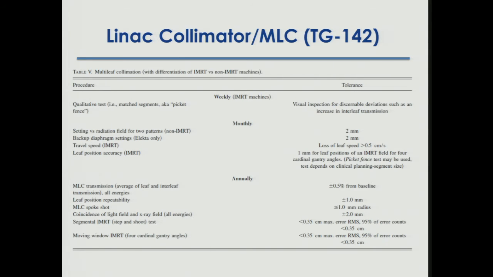Now, when we used to have cones, everything was easier. Now with the 2.5 millimeter leaves, and we're doing MLC-based stereotactic radiosurgery, we need to also worry about the MLC accuracy. The first thing you notice, if you look at TG142, it gives you the tolerance level of segmental and moving window IMRT, and that's about 3.5 millimeters.